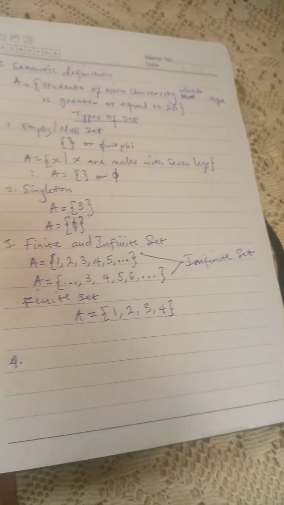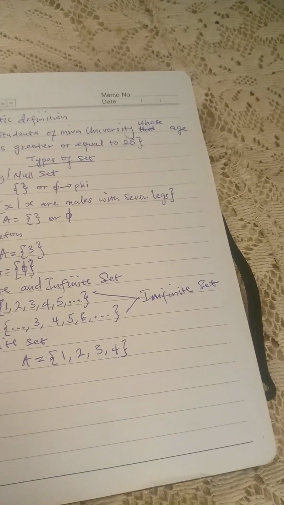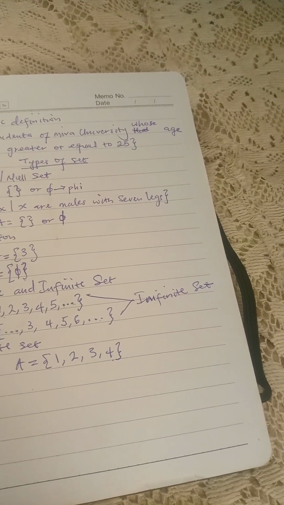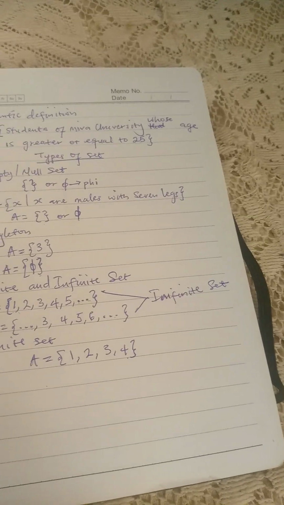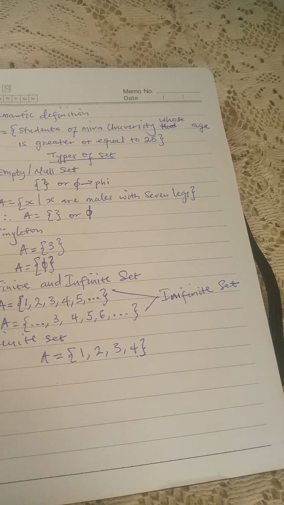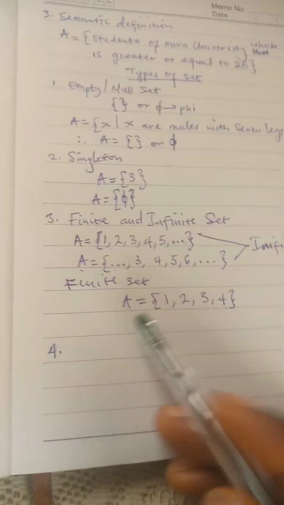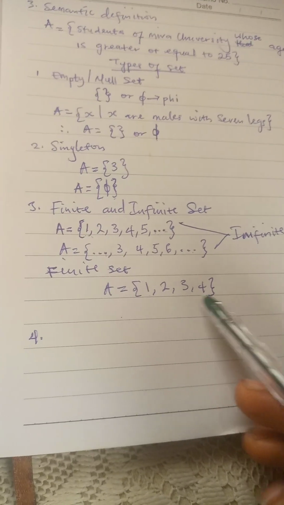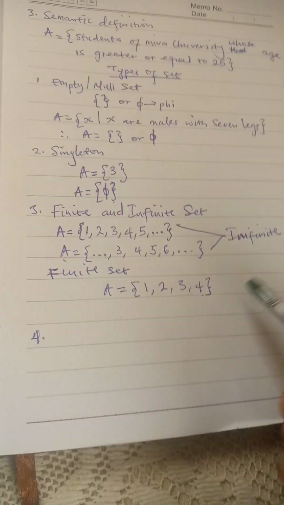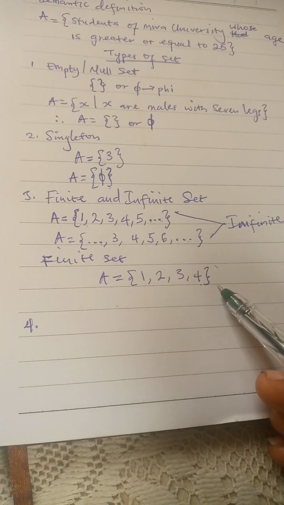While a finite set is a set that contains a restricted number of elements. In finite sets, we know the beginning and we know the end, such as a set A equal to 1, 2, 3, 4. So this is an example of a finite set.